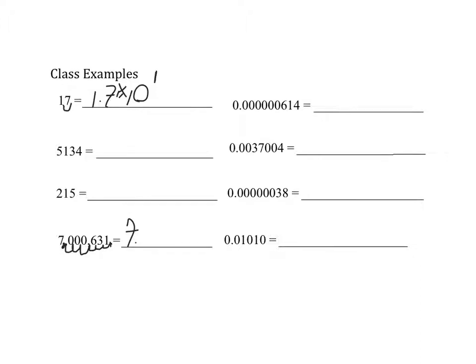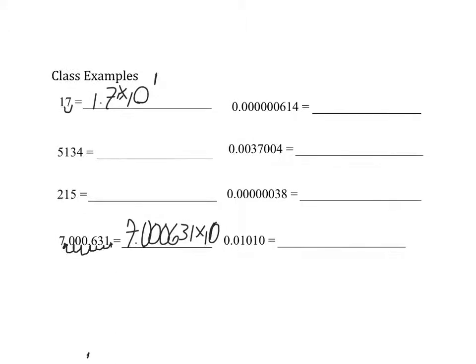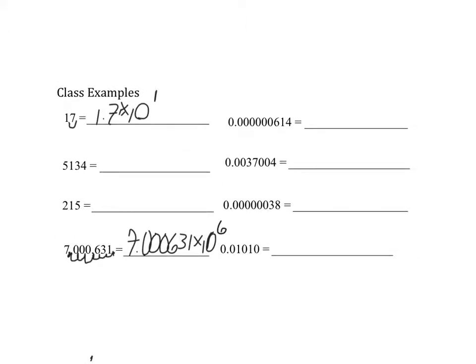Which turns my 7,631,000 into 7.631 times 10 to the sixth power. And since I moved it to the left, that's going to be a positive 6. Or because I made a bigger number smaller, that's going to be a positive 6.